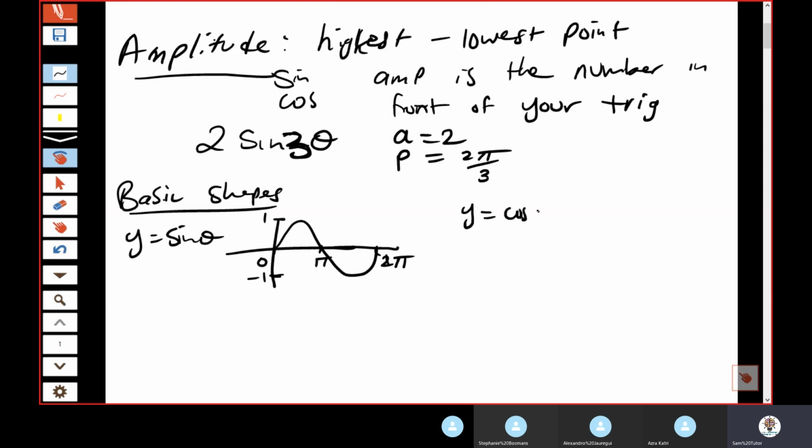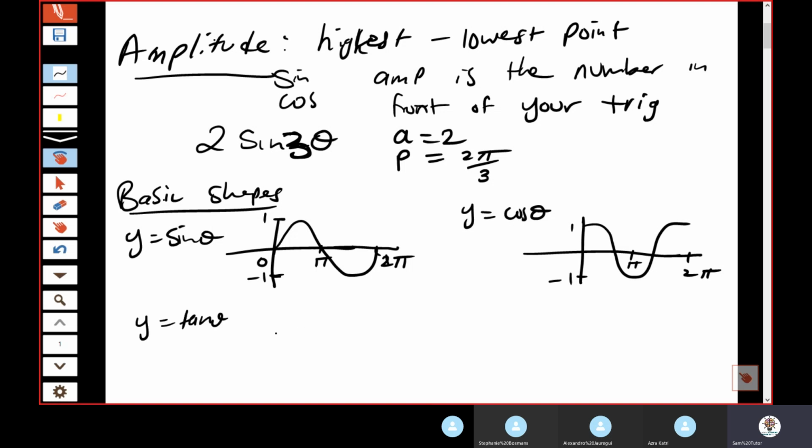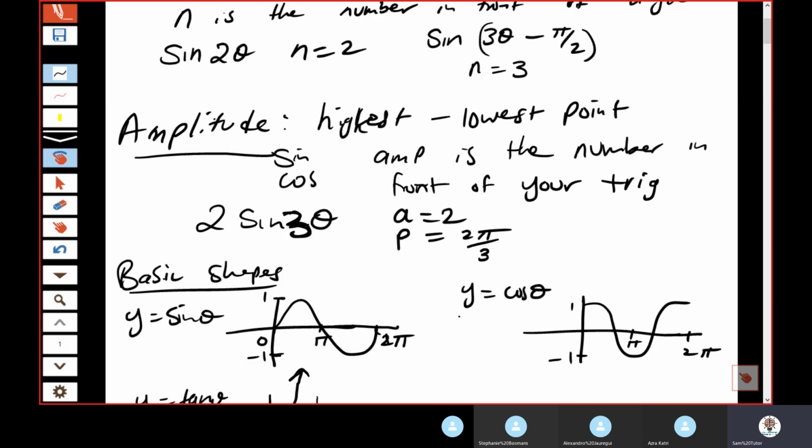Y equals cos x or cos theta. Some see it as an upside down cowboy hat or whatever you guys want to call it. There it is. Again, 1 to -1, and then we've got y equals tan theta. Tan 90 cannot be a solution because of Pythagoras' theorem. You can't tan 90 degrees. So that would be pi on 2, and that would be pi. And do we have anything else? Not really, because our period is every pi.